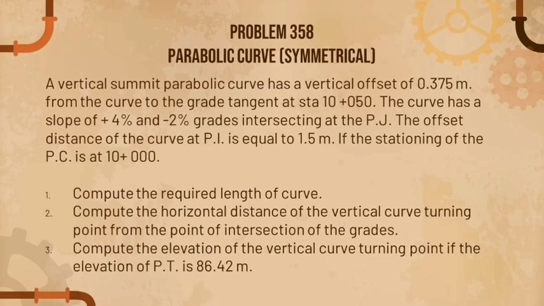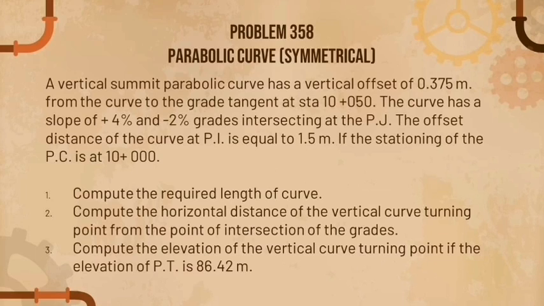235.996. So we're going to solve the last curve, which is the parabolic, and my problem is from problem 358. By the way, it is asymmetrical. So let's get started. A vertical summit parabolic curve has a vertical offset of 0.375 meters from the curve to the grid tangent at station 10 plus 0.50.